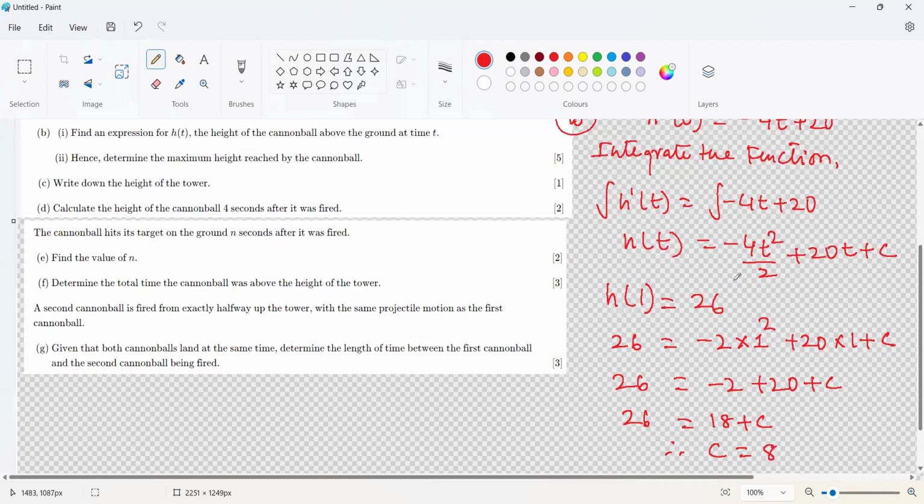So what I'm getting, c is 8. So it means my height function is negative 2t square plus 20t plus 8.